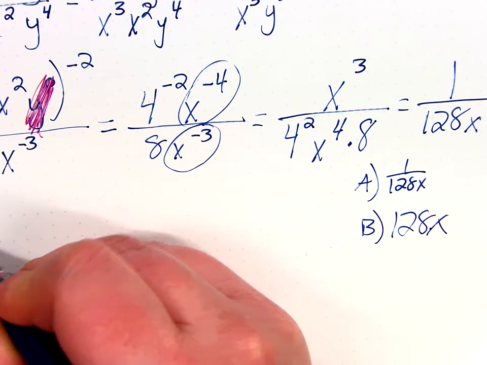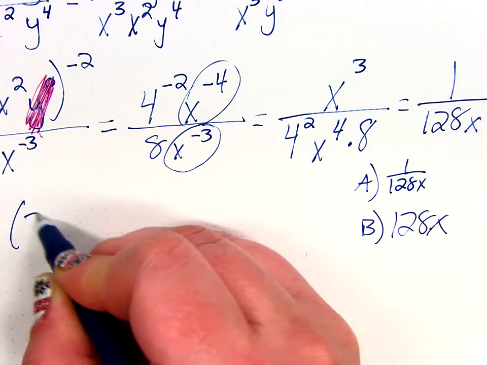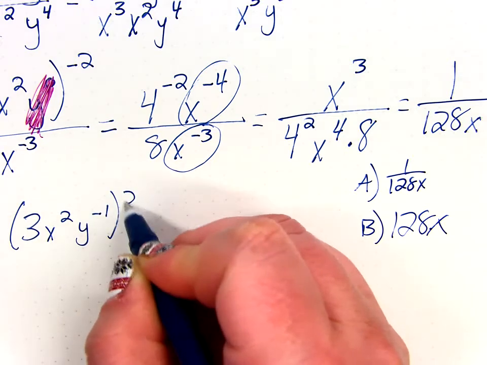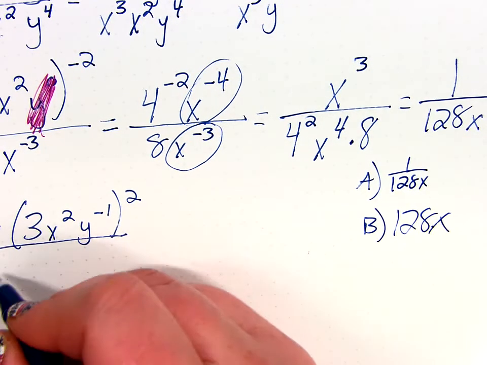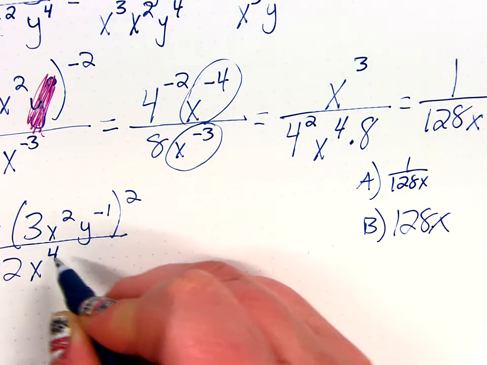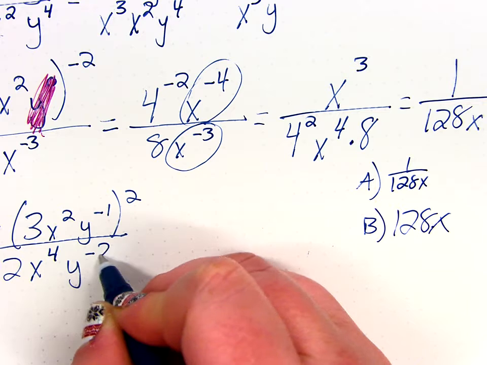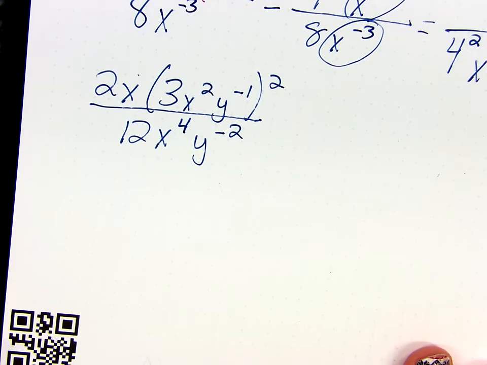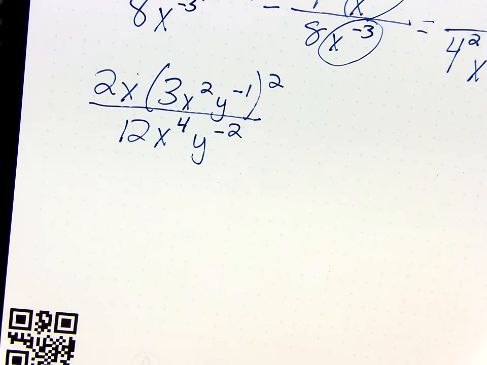What if I had something like 2x times 3x squared y to the negative 1 squared over 12x to the 4th? Something like this. You have so many options for where to begin. Do you want to try it? Okay, try it. See what we end up with.